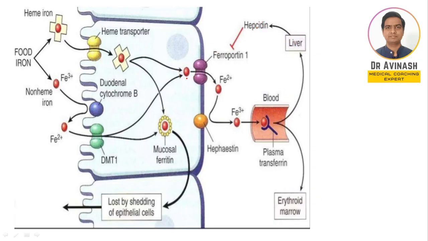If you have understood what I have said till now, you would have realized that the mucosal epithelium of the duodenum is like a barrier. The duodenal epithelium is like a barrier. It will only allow iron to come into the blood if required. If not required, if there is enough iron, iron cannot be absorbed. Easy.